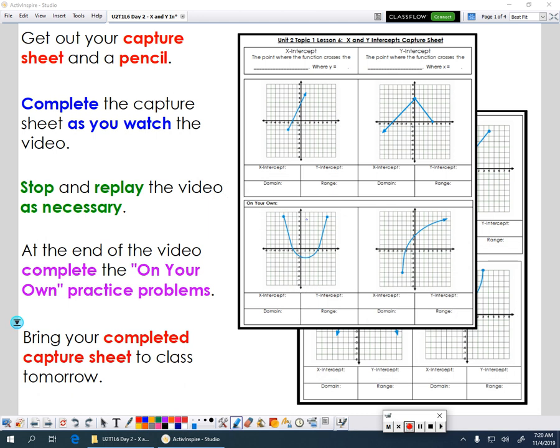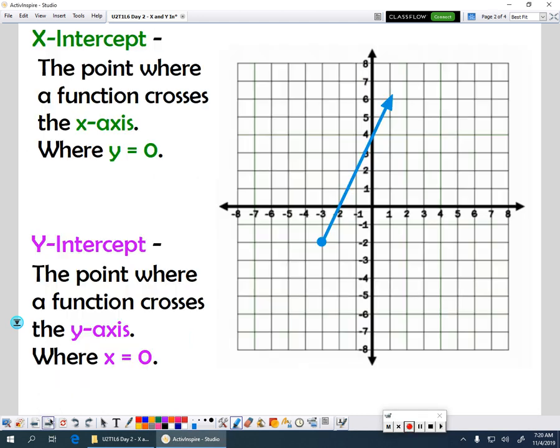Today we're going to look at our x and y intercepts. Our x-intercept is the point where the function crosses our x-axis. It's the place where our y value equals 0.